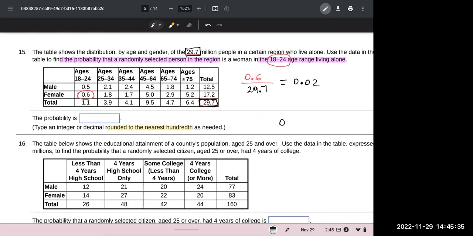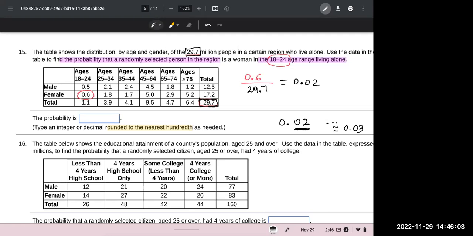So if you have on your calculator 0.0251 something, and you have to round it to the nearest hundredth, two numbers after the decimal, if after your second number you see the digit 5 or larger, that will have to be rounded to 0.03. Okay.